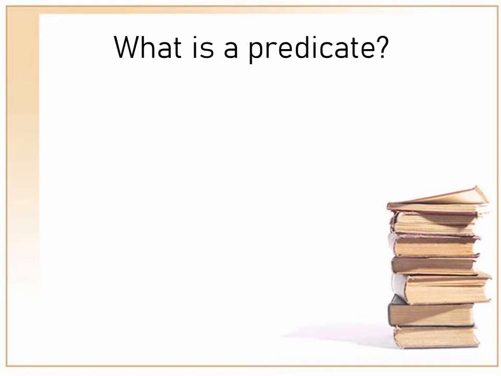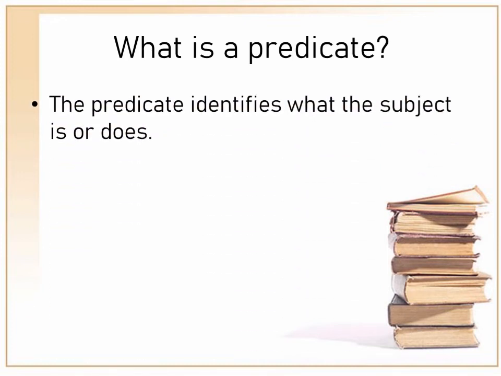A predicate is another word for verb. So if you don't want to say verb, you could say predicate. It's fine. A predicate identifies what the subject is or does. So basically, the predicate tells us what the subject is doing.